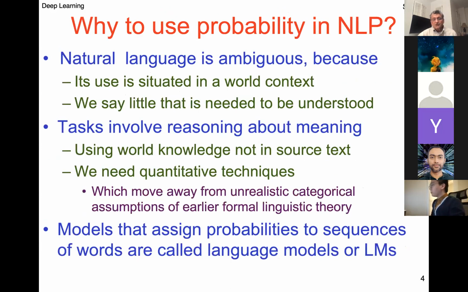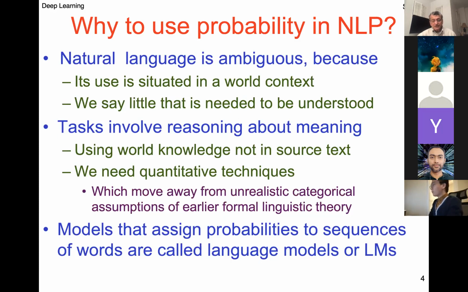This slide says why to use probability in natural language processing. Natural language is ambiguous because its use is situated in a world context. So each sentence that we speak is within the context. And also, we don't say everything. When we are talking, we say only as little as is needed to be understood. So we know the context, the teacher knows what the students know, and we say, okay, let's assume that, and we'll just go ahead and talk about things without explaining everything. So that is how natural language is.